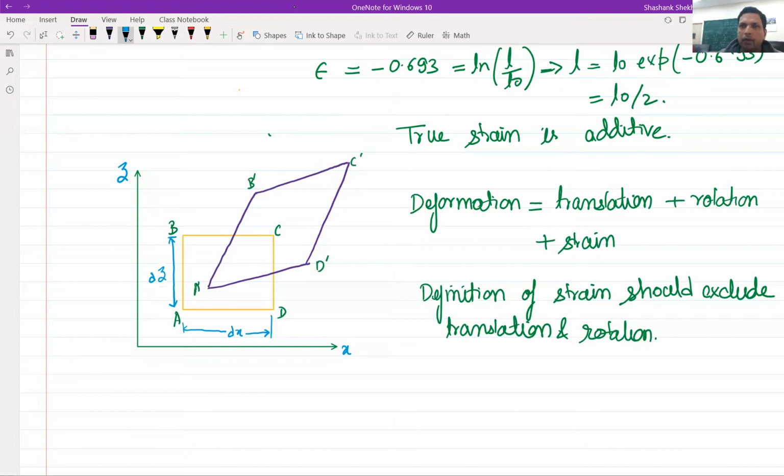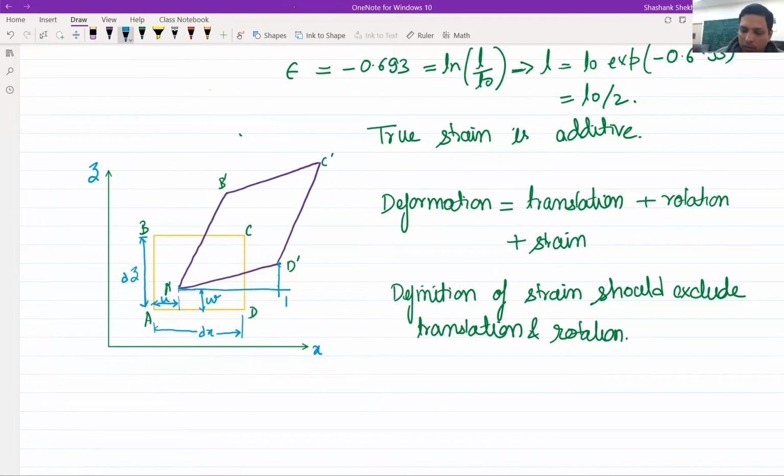dz, and let's call the displacement over here, this is the displacement of point A, not the overall displacement. So this displacement is u, and the displacement in this direction is w. Now this point has gone from here to here, D has gone from D to D prime. Now if we look at only the extension along the x-axis, let's name this point P, and similarly let's name this point R.